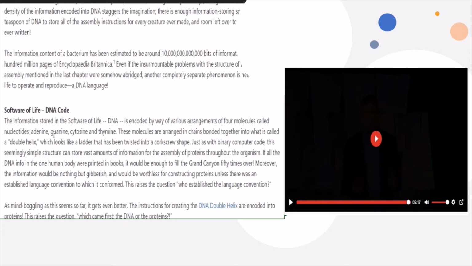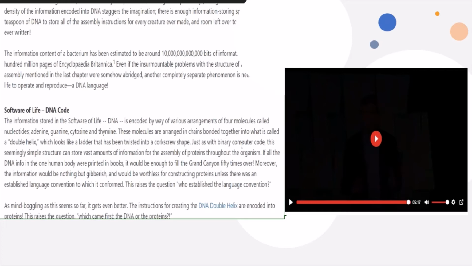The information stored in the software of life, DNA, is encoded by way of various arrangements of 4 molecules called nucleotides: adenine, guanine, cytosine, and thymine. Okay, y'all get it. These molecules are arranged in chains, bonded together into what is called a double helix. A double helix looks like a ladder that has been twisted into a corkscrew shape.